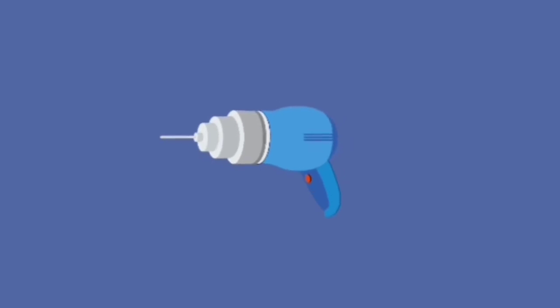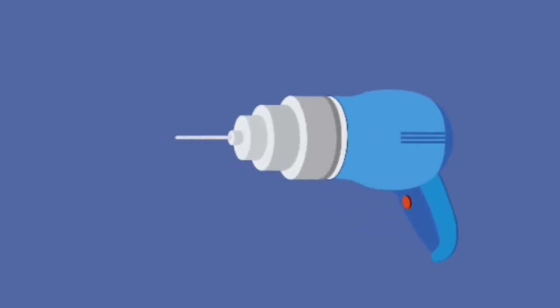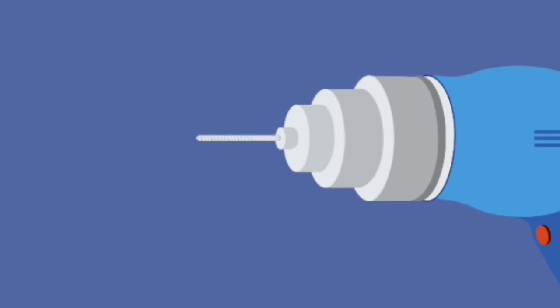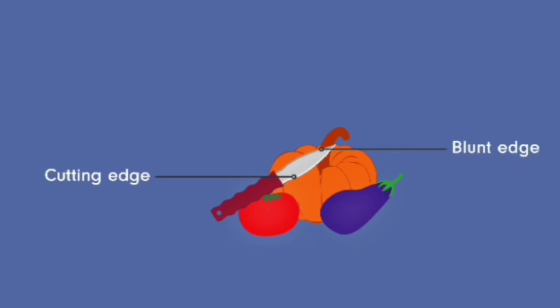You can even use the drill machine to drill a hole into the wall. You see that it has the pointed tip for the same reason. You can easily cut vegetables using the cutting edge of the knife. But if you use the blunt edge of the knife, it will be difficult to penetrate. What is the reason in this case? Well, in the first side, the two edges might look the same to us.